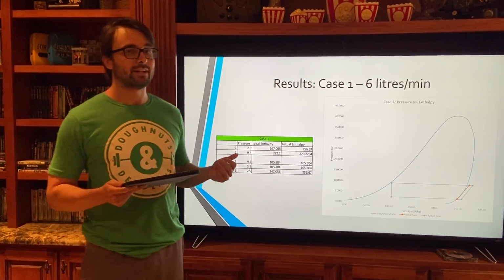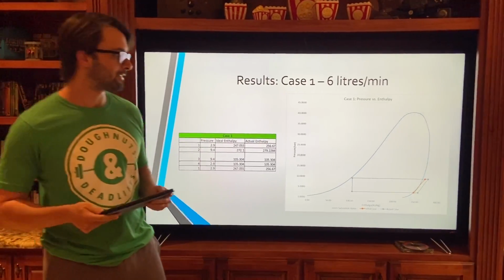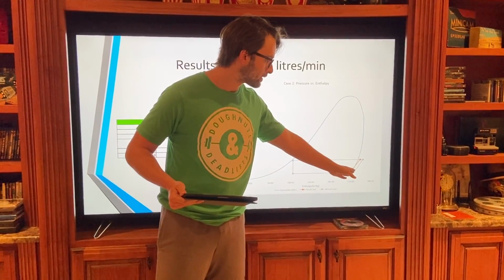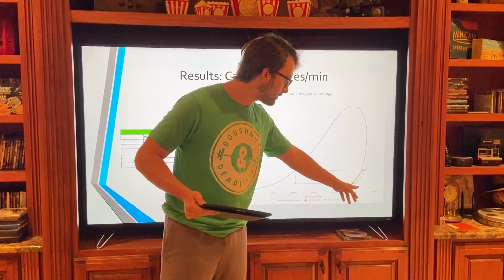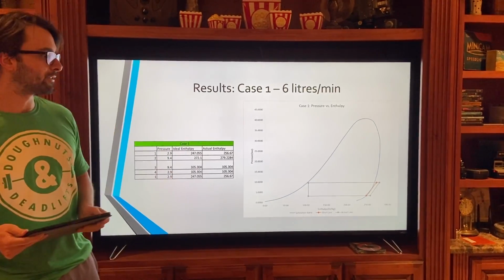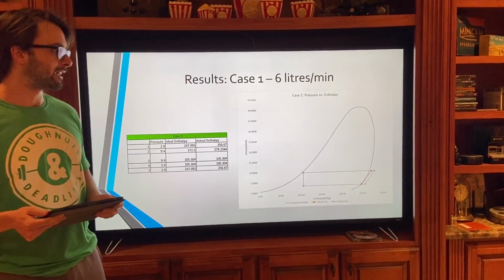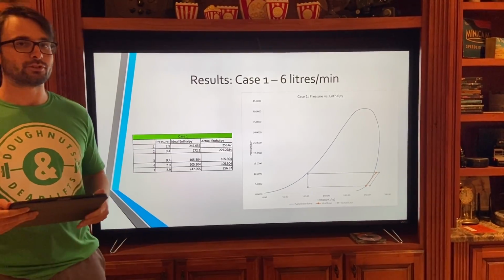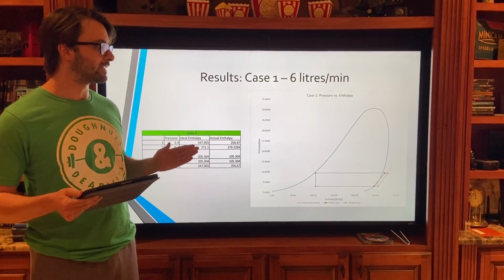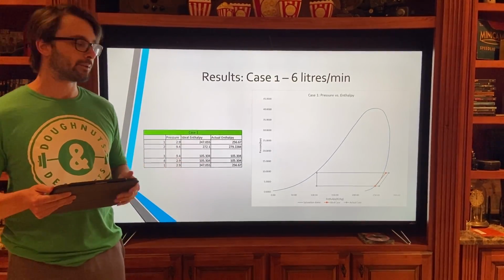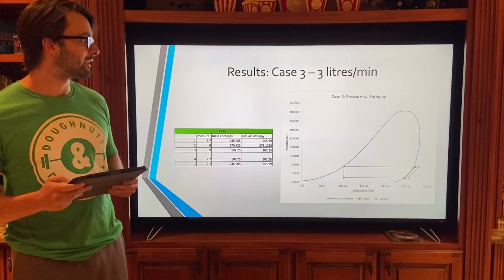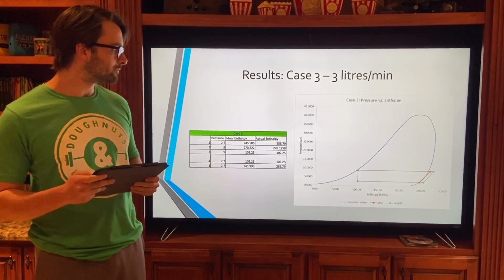So these are the results that I got from the first case. And as you can see, on state 1, we have a slightly higher enthalpy than the ideal situation. That's going to be in the superheat range, as well as state 2. So that's just going to show you that there's a slightly higher enthalpy at state 1 instead of just being directly on the saturated vapor line. Same for 4 liters per minute and for 3 liters per minute.